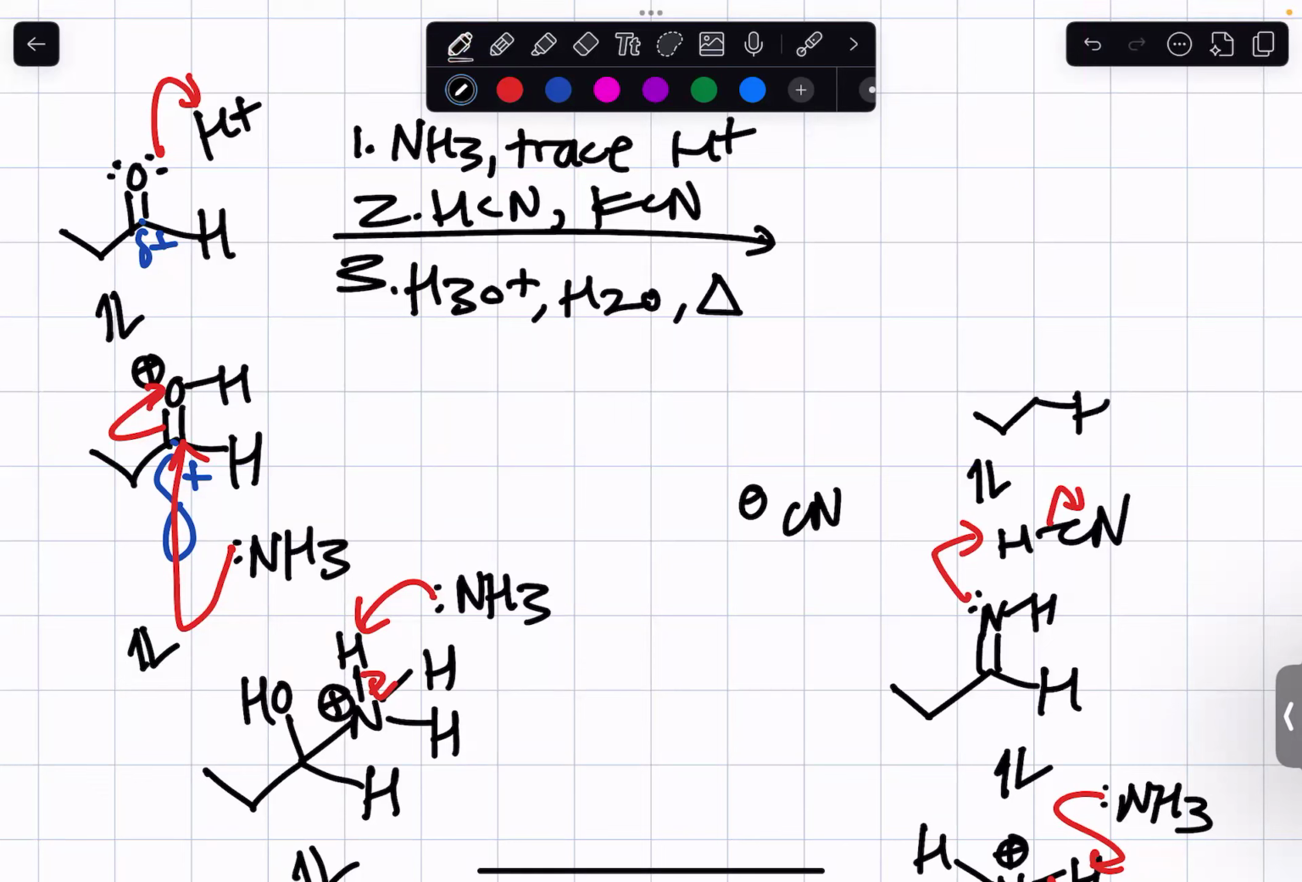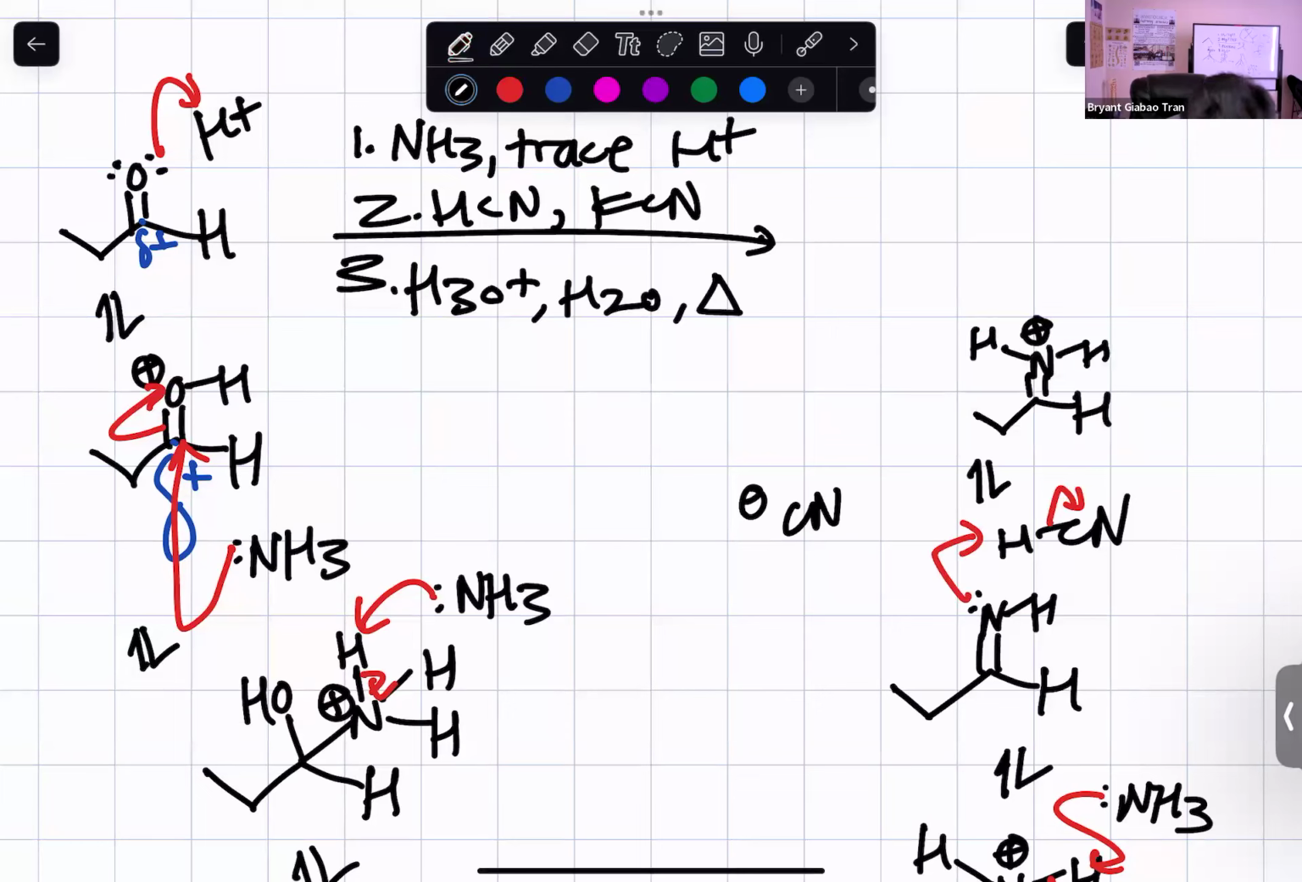Nice. Yes, and that will give us this iminium ion, which now, what can the CN minus do to this activated electrophile? Attack it. Yep. And that would break the octet rule, so we'll have to pop this double bond onto the nitrogen right there.